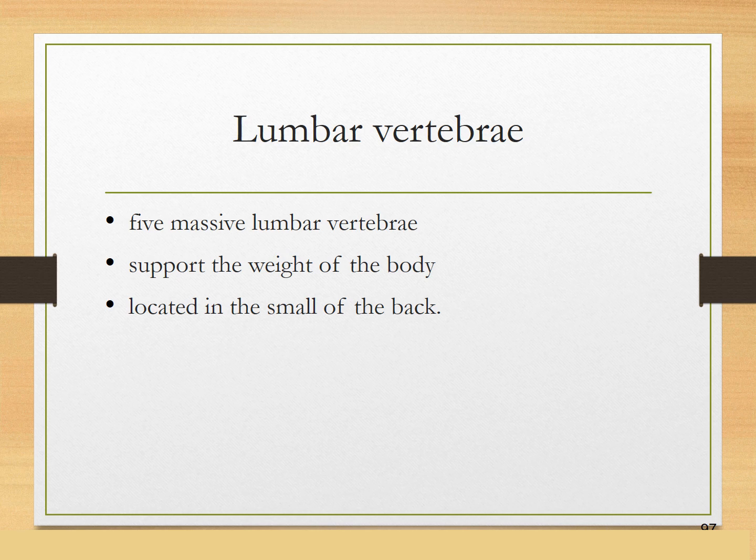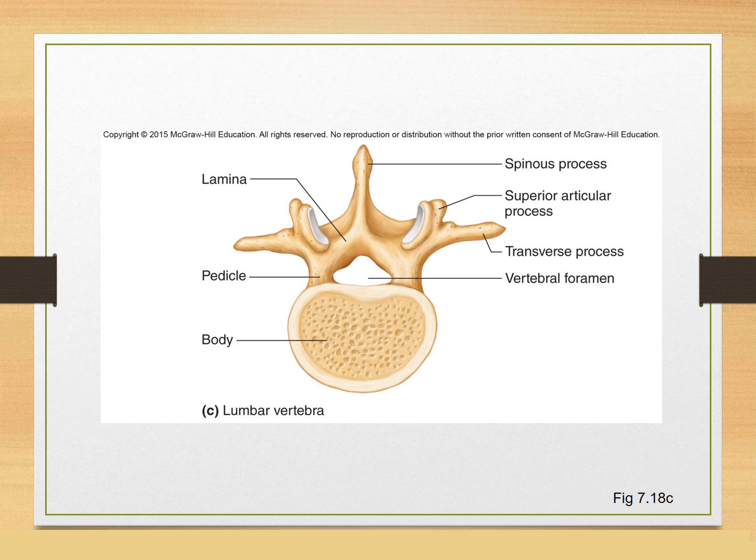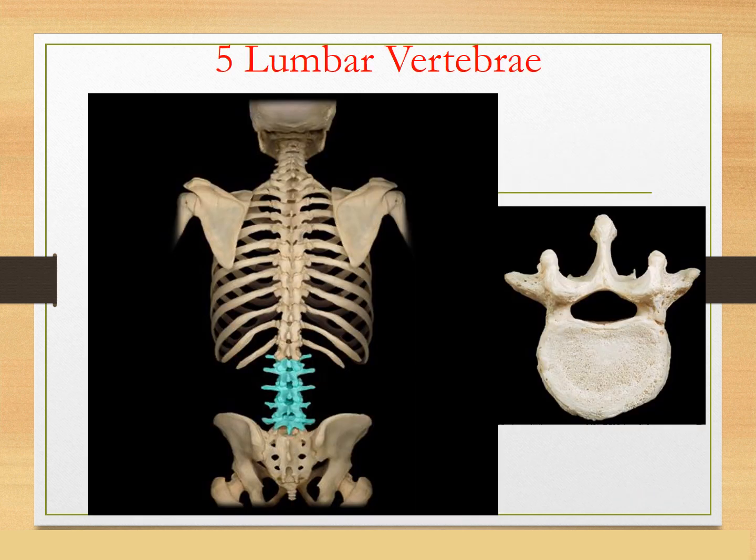The lumbar vertebrae are the largest of the vertebrae. It consists of 5 massive vertebrae. And the body of the vertebrae is much larger because it supports the weight of the body. These are located in the small of the back. A key feature here is that the spinous process extends out straight, is very thick, short, and blunt. These images will be more apparent when you do your lab modules.